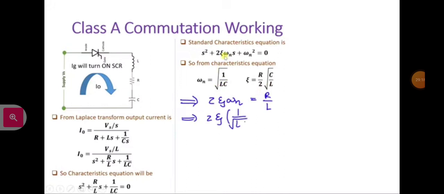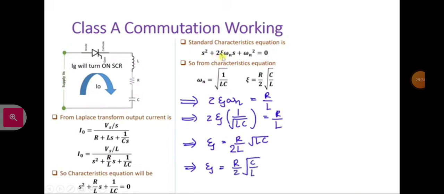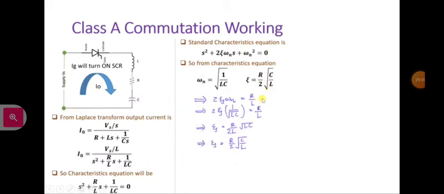And that is what we get by substituting omega n in this term. And this term is what? 2 zeta omega n equals R by L. If you place omega n equal to 1 by square root of LC, then you will get zeta equal to R by 2 into square root of C by L. So now we have the value of zeta and the natural angular frequency.